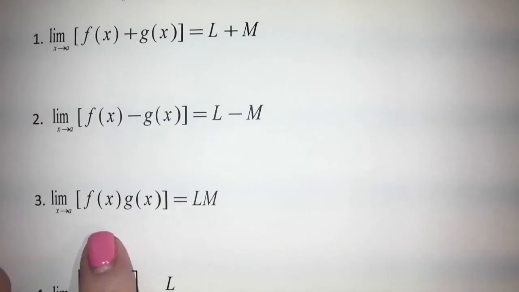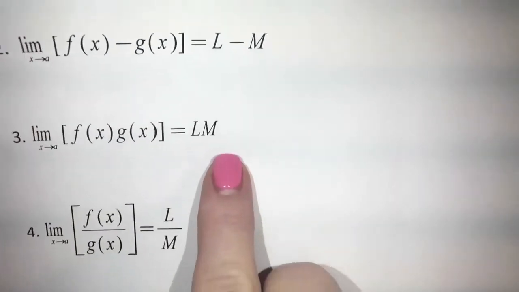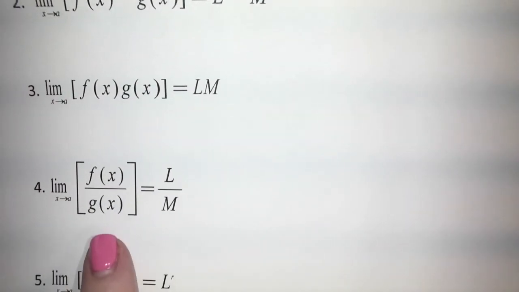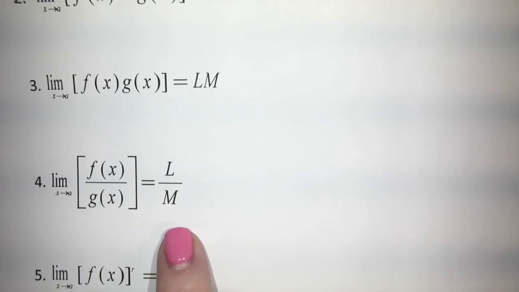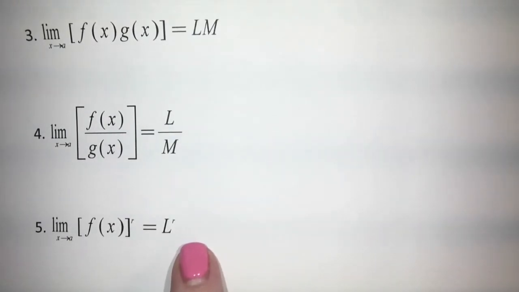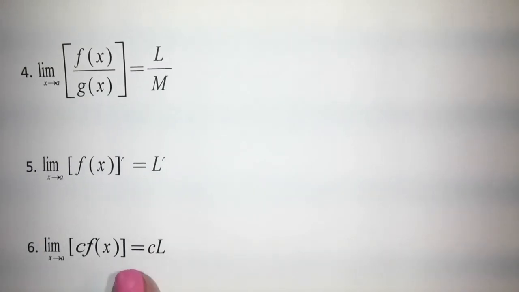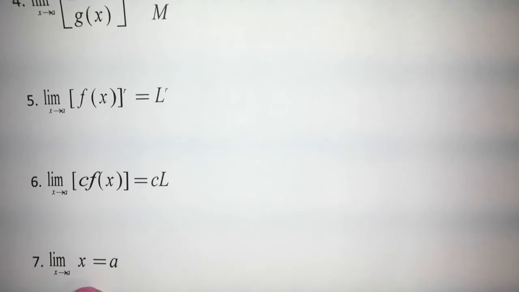Number 3, if we have the limit as x approaches a of f times g, we can just multiply L times m. The same thing works for a quotient. If we have the limit as x approaches a of f divided by g, we can do L over m as a fraction. If we have the limit as x approaches a of f of x to some exponent r, then we can do L to the r in our answer. That would work for a root as well. Square root would be 1/2 as an exponent. If we have a constant in front of f of x, we can put the constant out in front of our answer. So the limit as x approaches a of c times f of x would be c times L. And if we just have the limit as x approaches a of x, then we put the a in for the x, and the answer is just a overall.